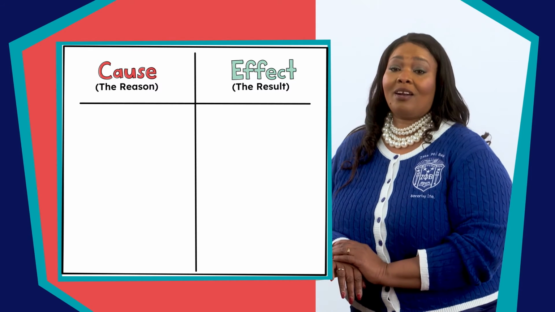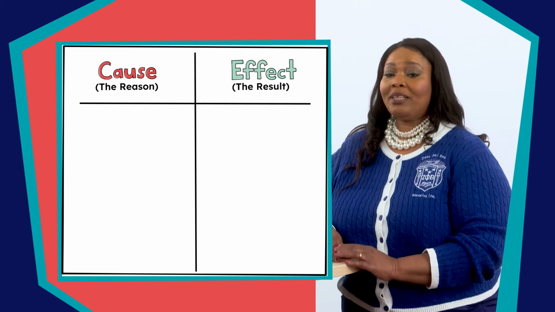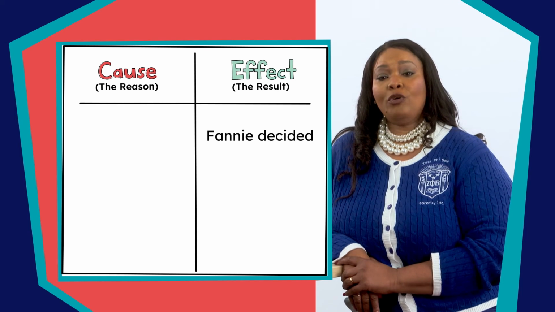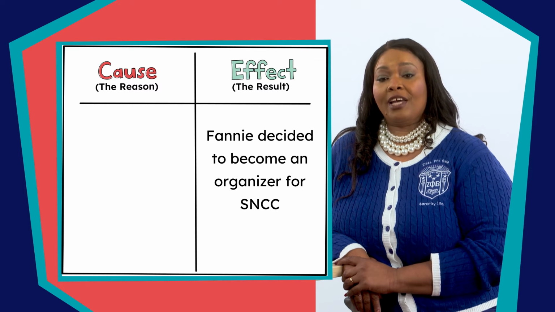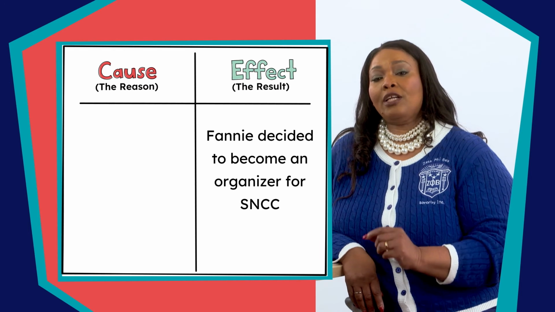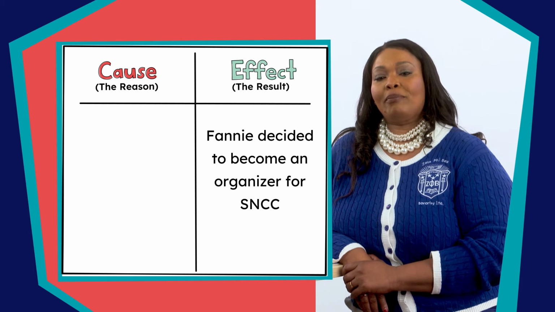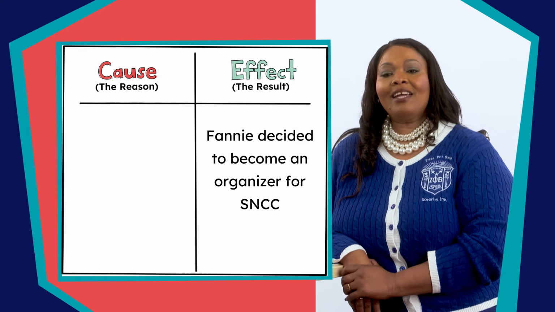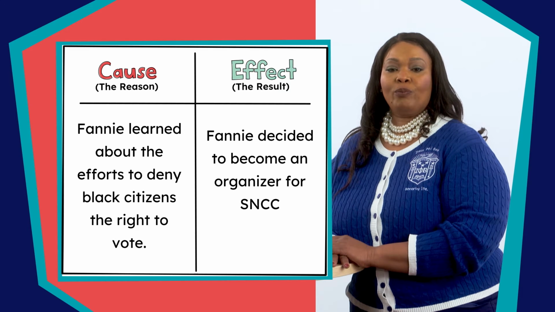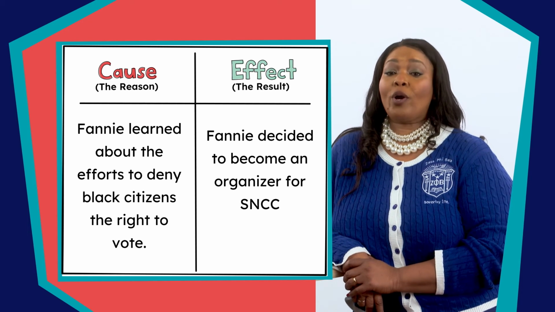Wow, you guys are really smart. Even though this sentence contains a signal word that indicates a cause, the cause isn't explicitly or directly written in the text. Instead, we see the effect that Fannie Lou Hamer decided to become an organizer for SNCC. Let's write that in our effect column. Now, what reason caused Fannie to decide to become an organizer for SNCC? Let's see who remembers. All right, the text reads, Fannie Lou learned about the efforts to deny Black citizens the right to vote. We need to write this as the cause for why Fannie became a SNCC organizer.